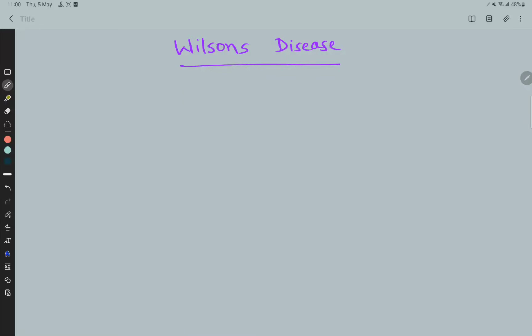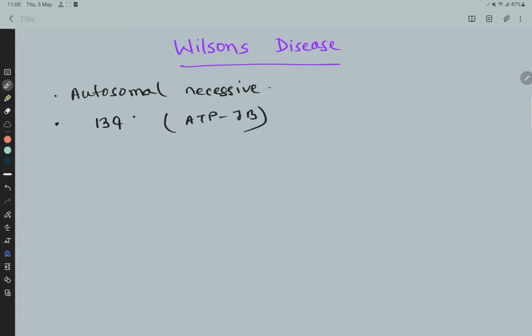The topic is Wilson's disease, and it is a very important disease for treatment, for diagnosis, and for exam purpose. Wilson disease is an autosomal recessive disease. It happens due to mutation on chromosome 13, 13q, in the gene ATP7B. So it is an autosomal recessive disease, and the mutation happens in ATP7B.